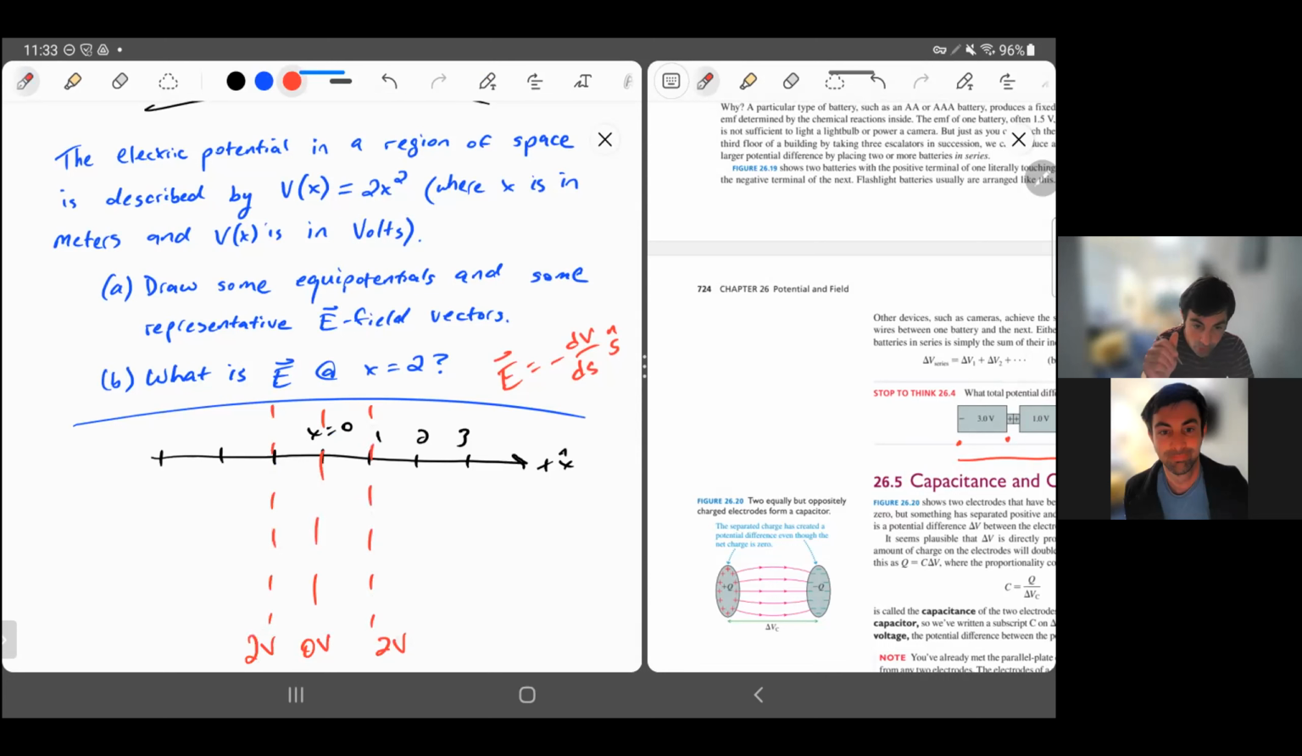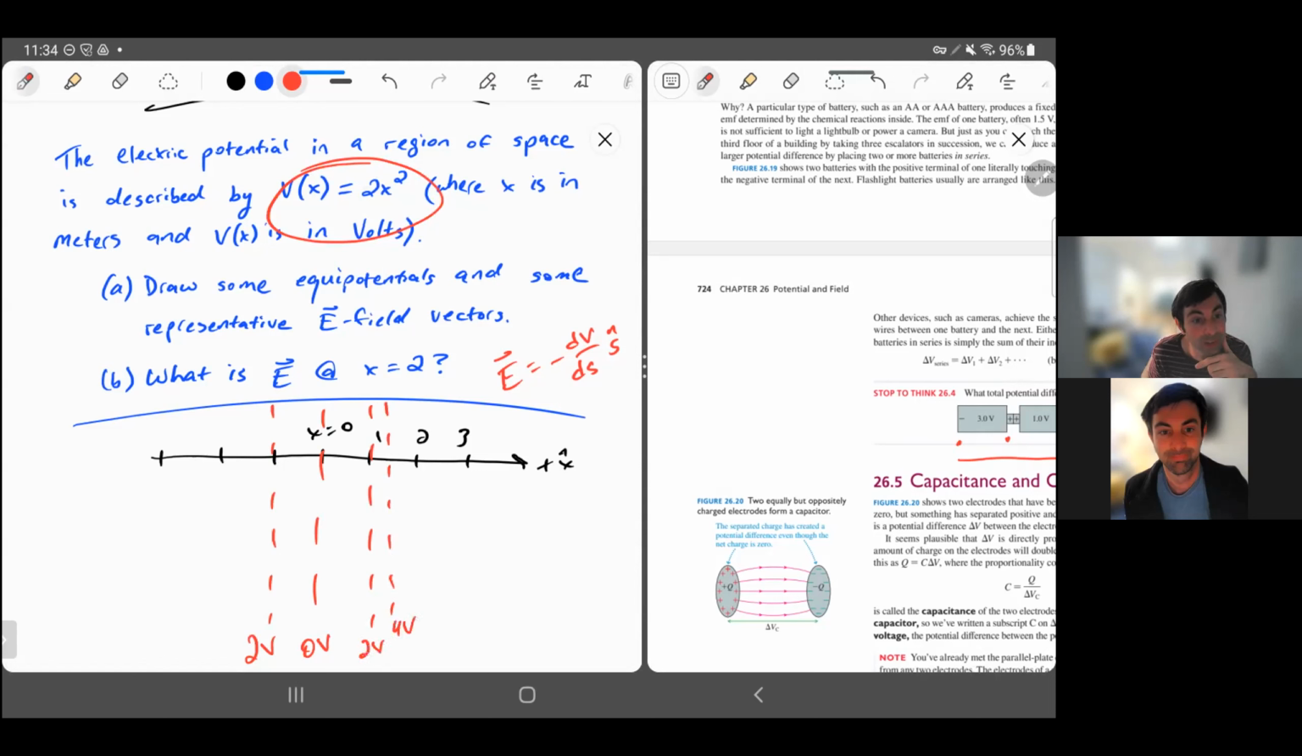I've already drawn that the spacing between my equipotentials is 2 volts, so the next equipotential I draw has to be at 4 volts. Where is V equal to 4? It looks like it's at x equals square root of 2. If x equals square root of 2, then we get 4 volts. So they start to bunch up more. It looks like I made a mistake by doing it every 2 volts because they're just going to bunch up more and more. So there's 2 volts, and then 4 volts.